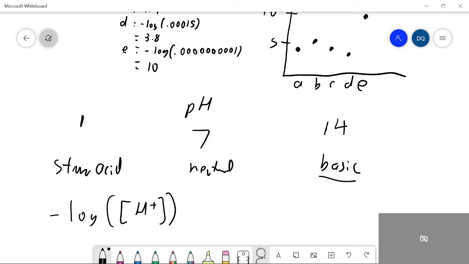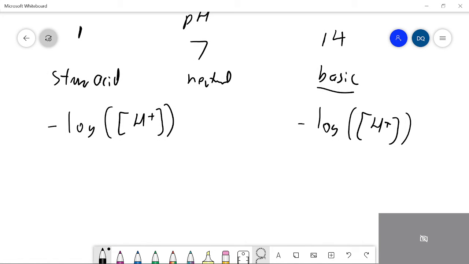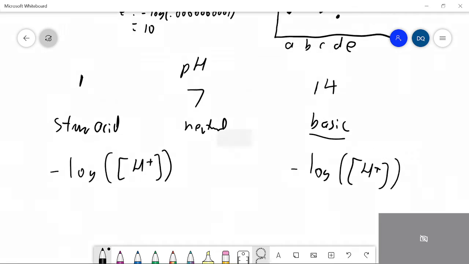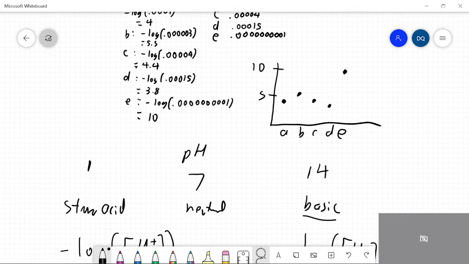And over here, the negative log of the hydrogen ion concentration is equal to 14. That would mean that the log of the hydrogen ion concentration is negative 14, which is a real tiny number. It would be 14 zeros after the decimal place before any significant digits. So for a pH value of a really low number, you've got a really high hydrogen ion concentration, and for a number up at 14, you've got a really low hydrogen ion concentration. And these really tiny numbers can be easily compared.